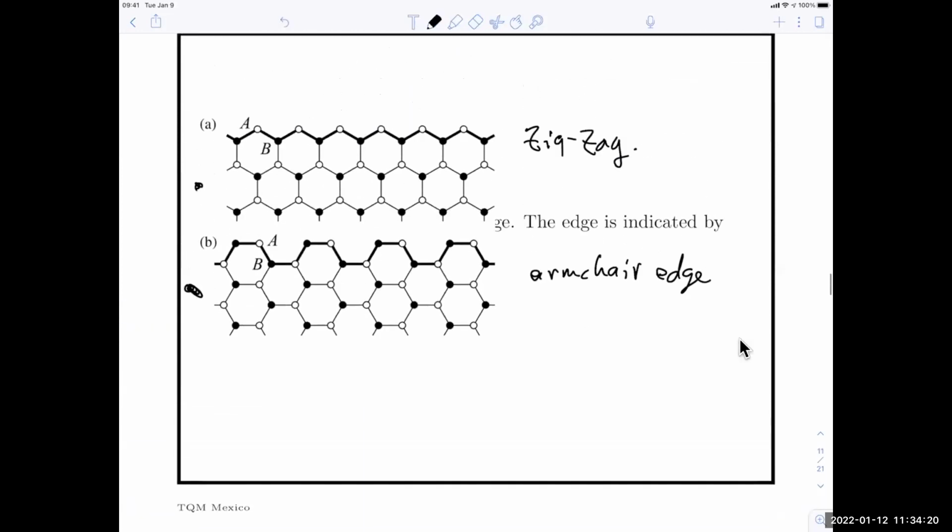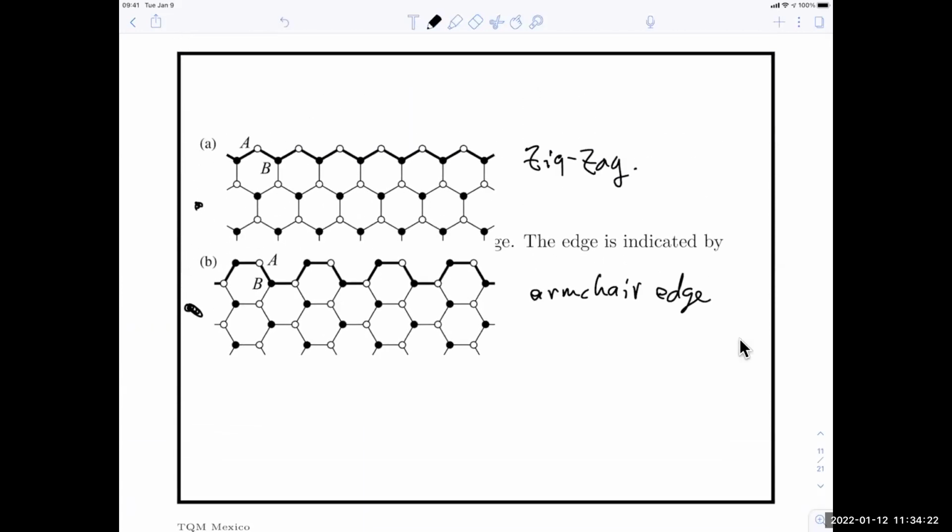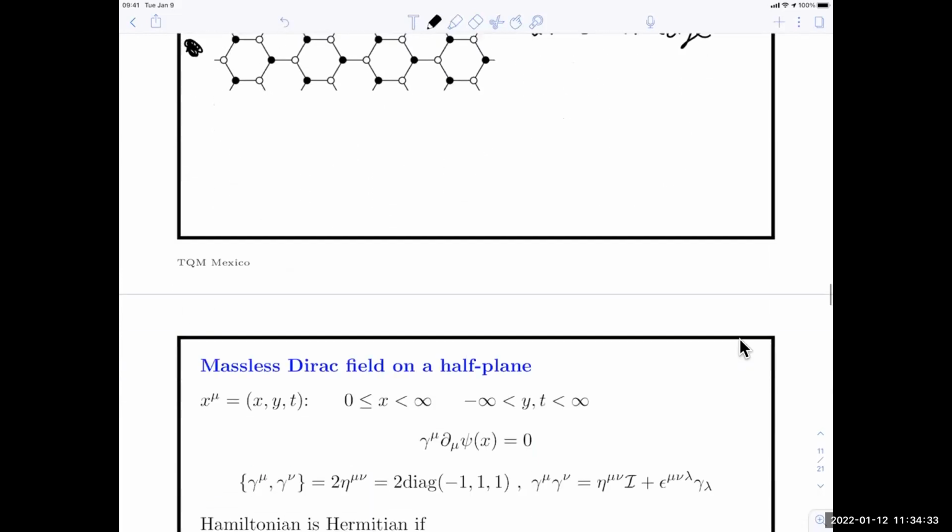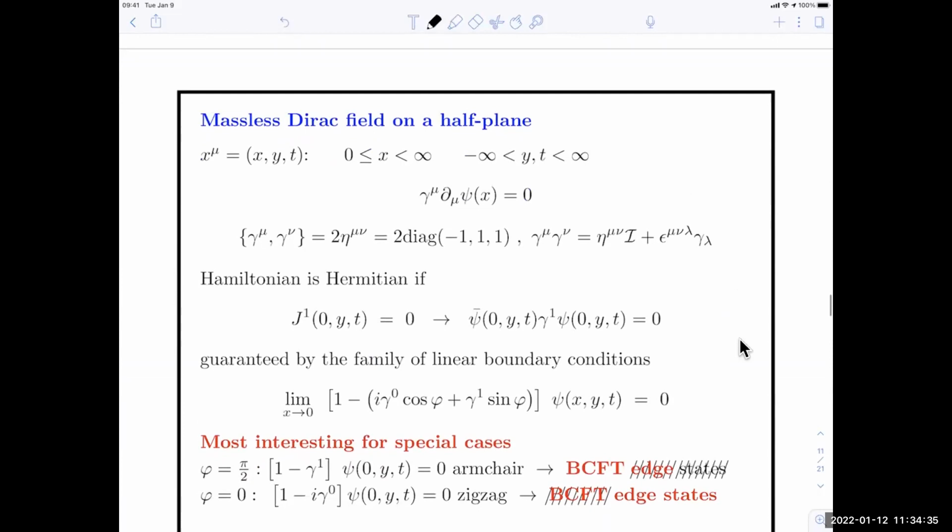Okay, so what I want to do here is look at my model of graphene using relativistic massless fermions with an edge that is on a half plane. So the mathematical model I want to use is just this simple one, the massless Dirac equation.